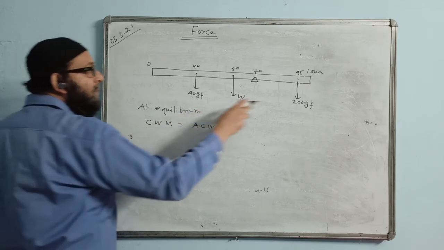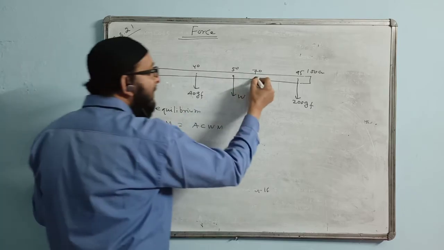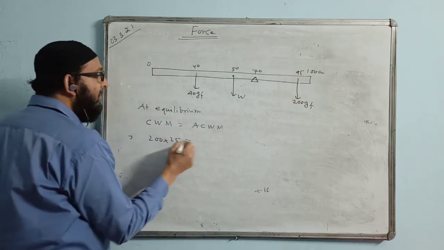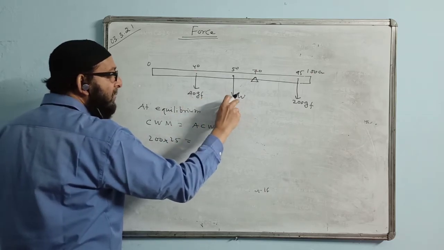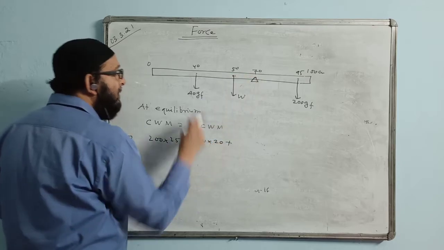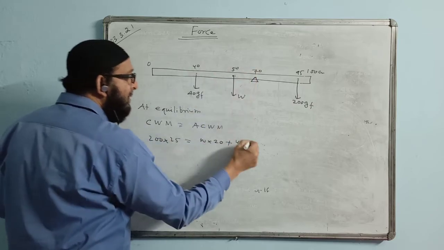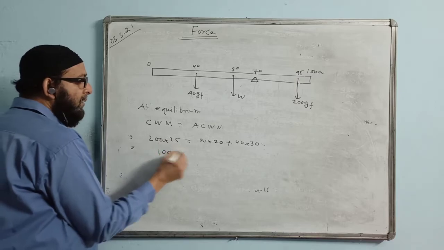Clockwise moment value is how much? This side, 200 into this distance from here till here. Between 70 and 95, the distance is 25. Anti-clockwise moment: these two are giving anti-clockwise. First we can take this one, W into this distance, 20, plus 40 into the distance from 40 to 70, which is 30. Now you get the answer.